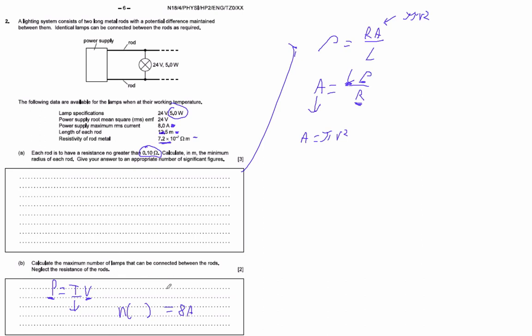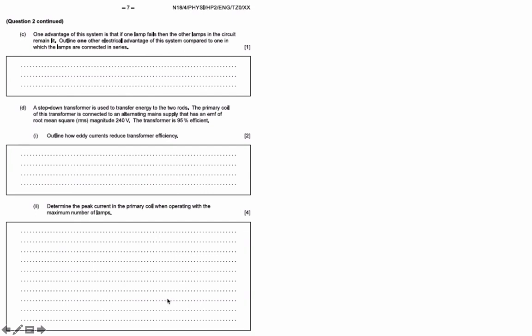All right, and then let's look at the second one here. And by the way, we'll get to that section later. It's not hard, but we just don't know that yet. One advantage of this system is if one lamp fails, the other lamps in the circuit remain lit. Another one: outline one other electrical advantage of the system compared to the one in which the lamps are connected in series. I'll let you think about that.